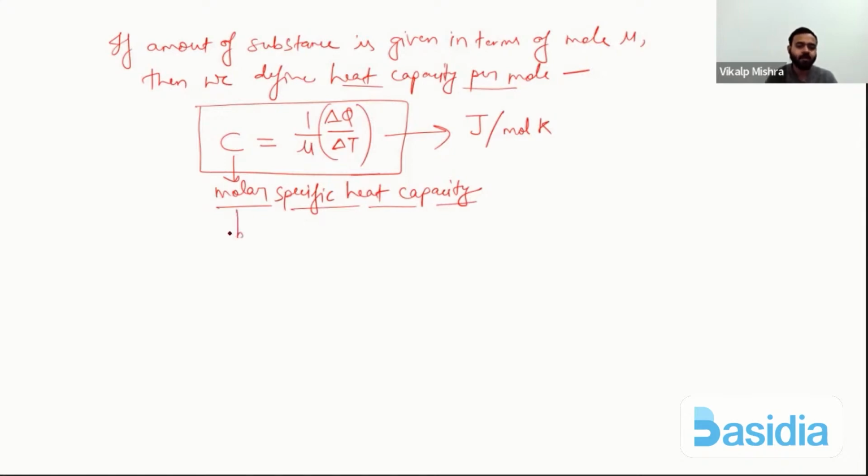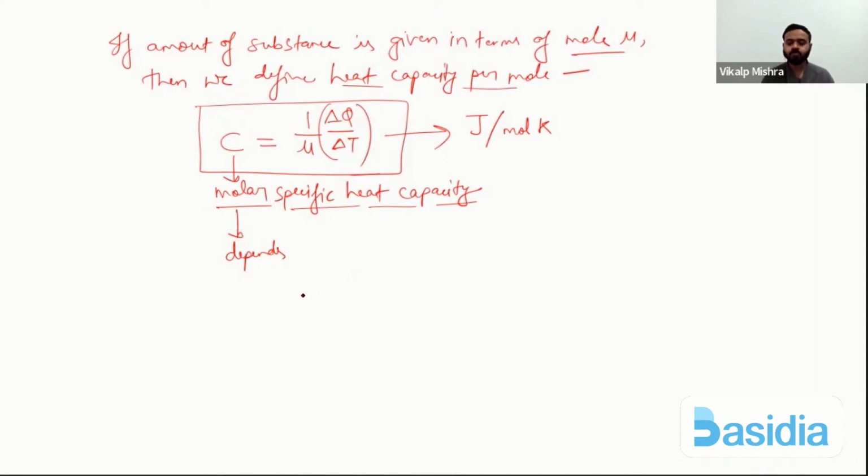So what is it dependent on? See, specific heat capacity is used when the amount of substance is given in terms of mass. Molar specific heat capacity is used when the amount of substance is given in terms of moles. When is the amount of substance mostly given in terms of moles? When we deal with gases. When we deal with solids, the amount of substance is given in terms of mass.